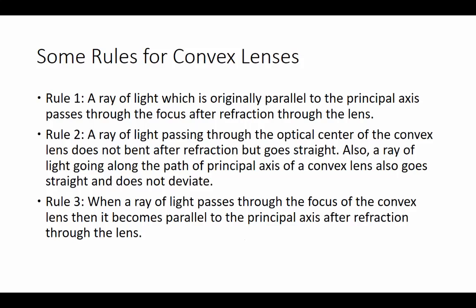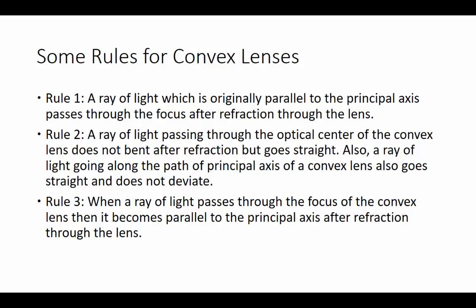So it comes in parallel, hits that midline of the lens, and then refracts down through the focal point. Rule number two: the second ray is a ray of light passing through the optical center of the convex lens, and it doesn't bend. So it goes straight through the lens because it's hitting it at a point that doesn't bend. This is the point where the principal axis meets the center line of the lens. That's the point you're going to go through, and it doesn't deviate. And then the third rule is when a ray of light passes through the focus on the convex lens, then it becomes parallel coming out the other side after refracting through the lens.